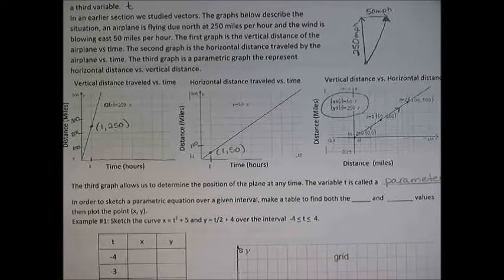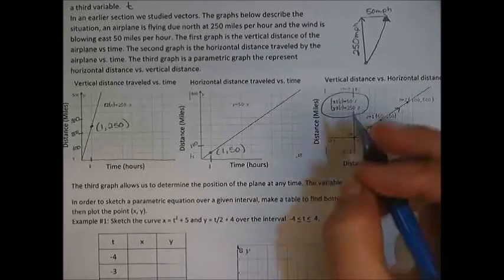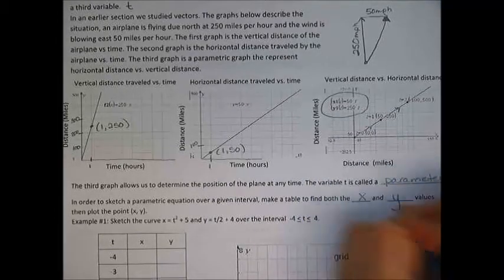So first, how you work with a parametric equation. I'm going to do an example to show you how to graph one. It says sketch the curve if x is equal to t squared plus 5 and y is equal to t divided by 2 plus 4. In order to sketch this equation over a given interval, you must make a table to find both the x and y values, and then plot the x and y values. So t allows you to calculate x and y, but you're going to be plotting x and y.